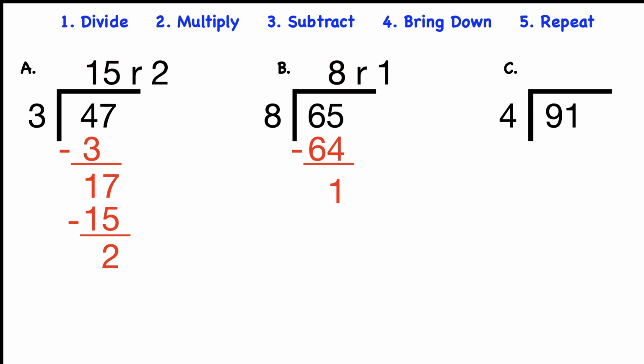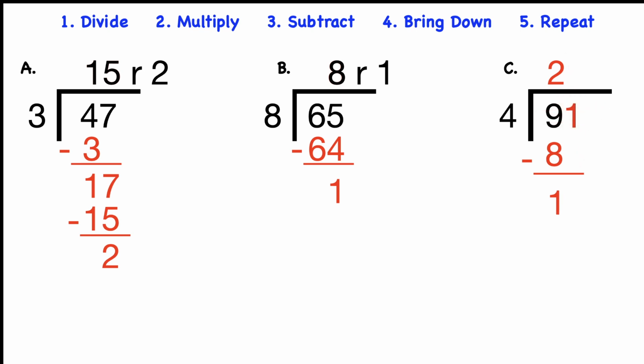C, 91 divided by 4. First step is how many times does 4 go into 9 without going over? That would be 2. We multiply the 2 times 4. That gives us 8. Subtract. 9 minus 8 is equal to 1.